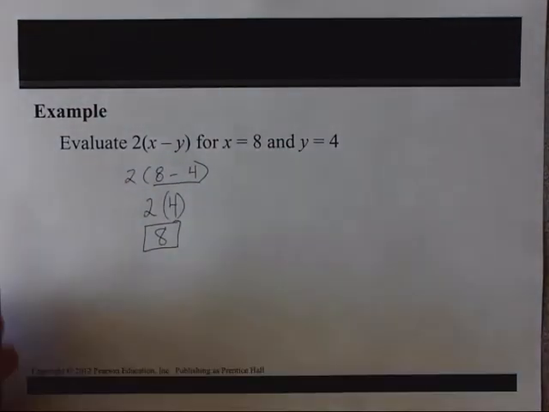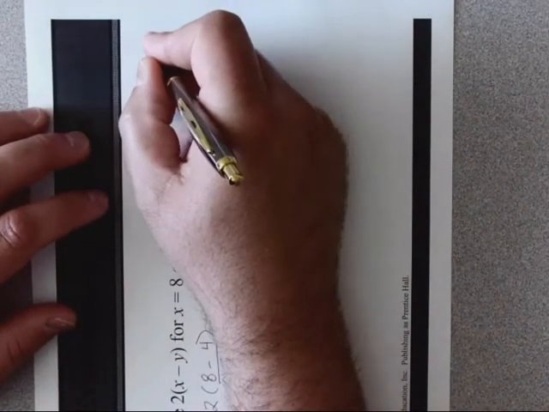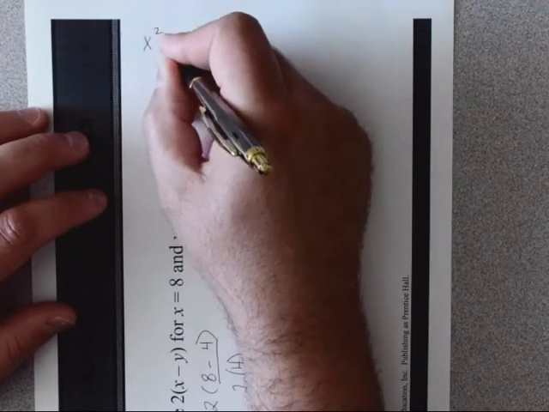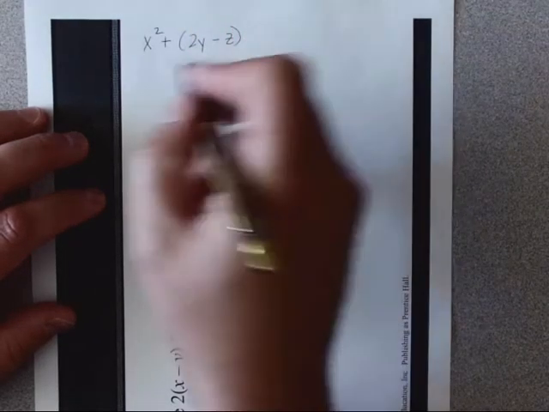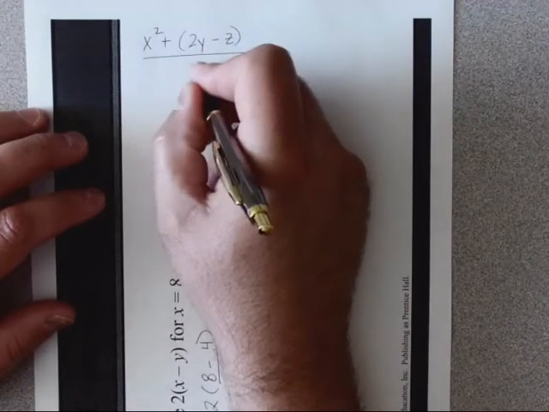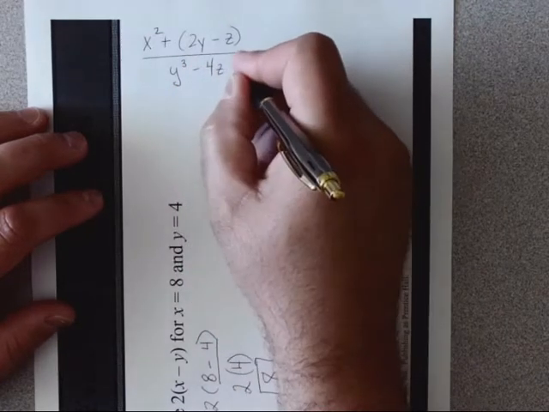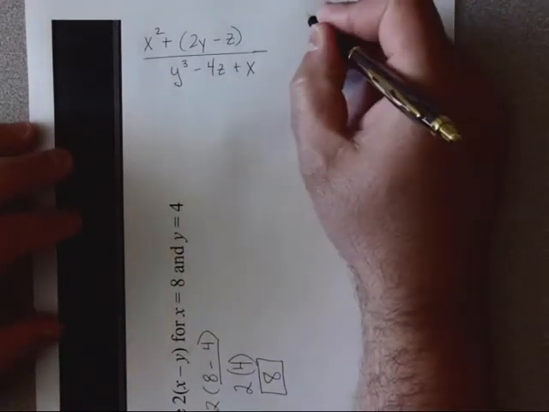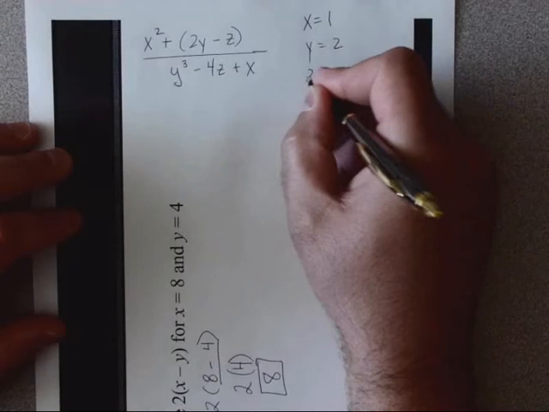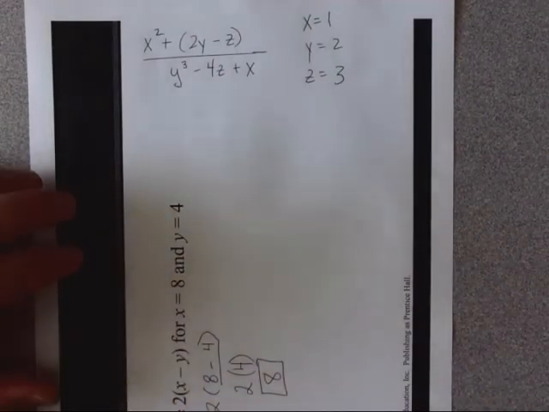Okay. Let's take a look at another one, something a little bit more complex here. Let's take a look at something like this. And let's make our variables x equals 1, y equals 2, z equals 3. So this is probably not going to work out great, but that's okay. I just wanted to show you an example that was a little bit more difficult than the ones we just did.